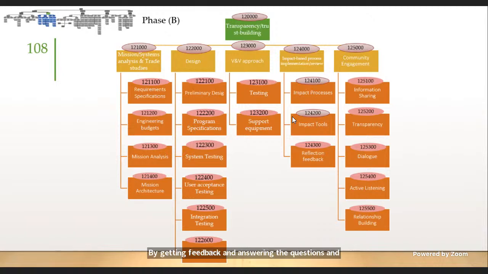establishing a good relationship. And here we finished phase B, and we will talk about phase C next slide with Abdurrahman Rida.